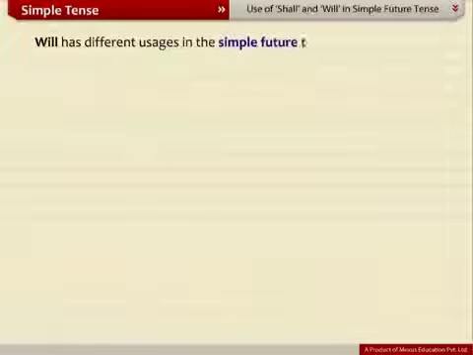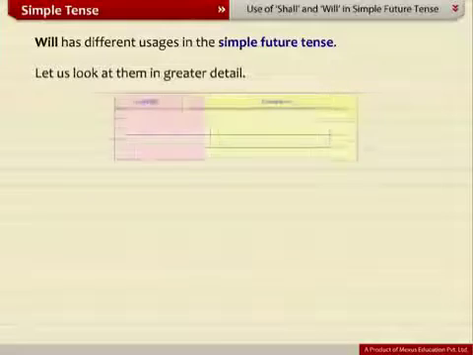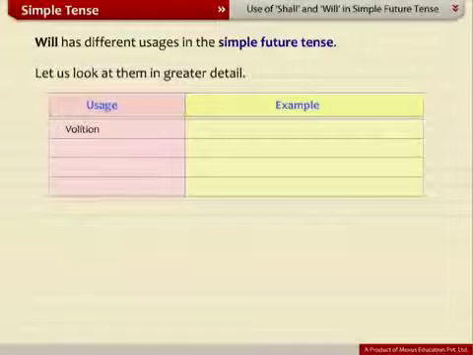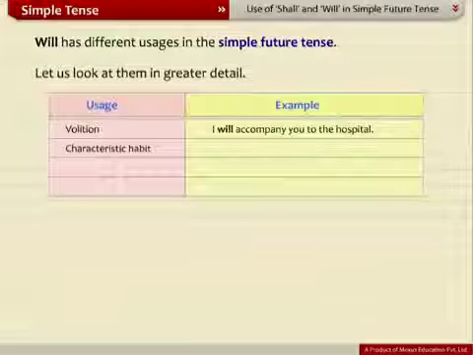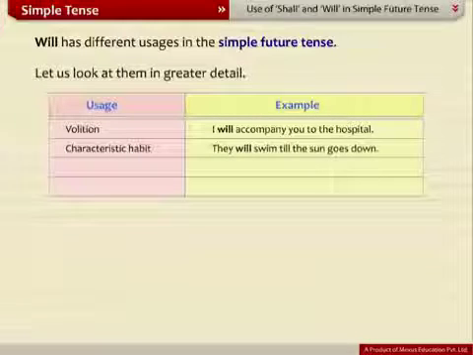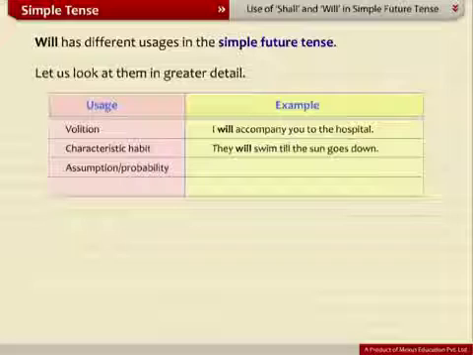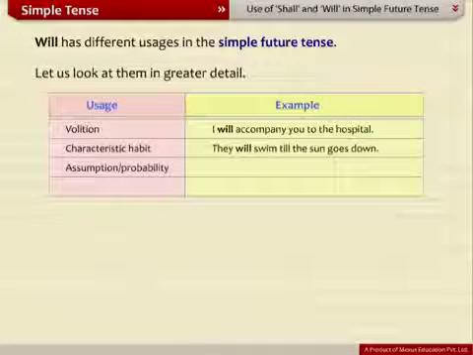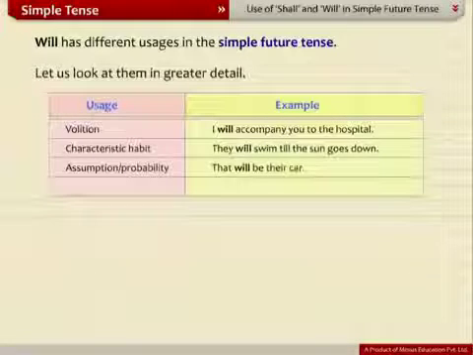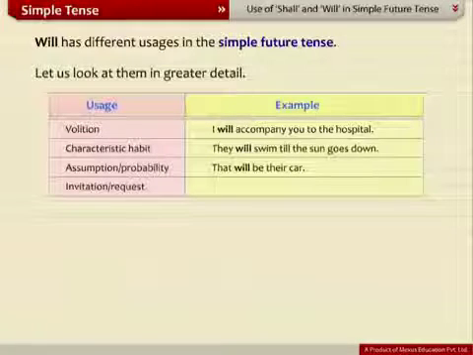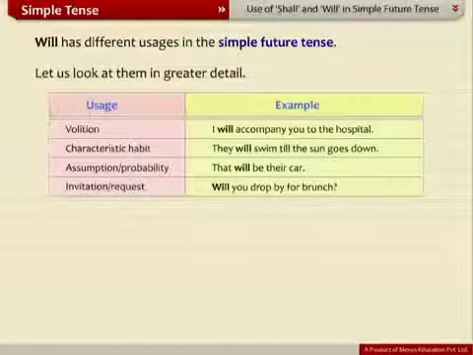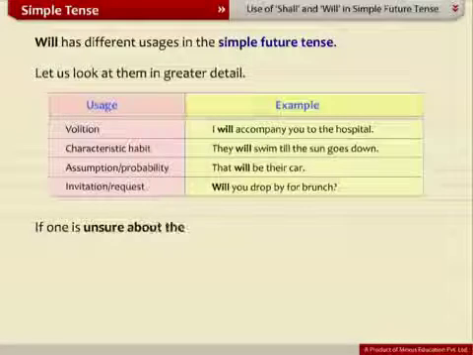Will has different usages in the simple future tense. Let us look at them in greater detail. Usage, example: volition. I will accompany you to the hospital. Characteristics, habit. They will swim till the sun goes down. Assumptions, probability. That will be their car. Invitation, request. Example: will you drop by for brunch?